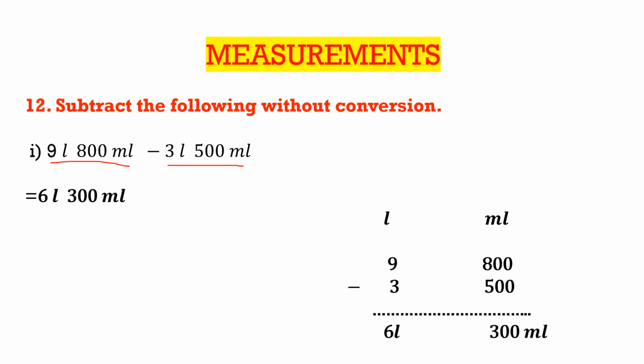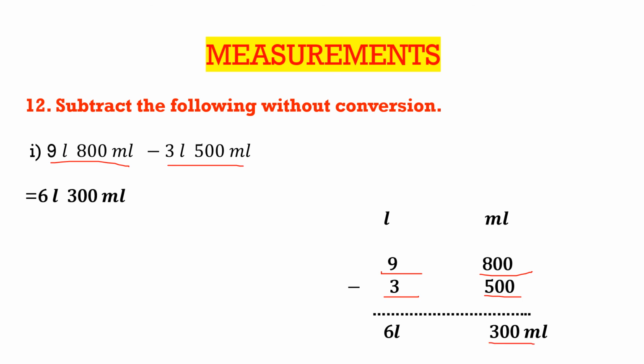First we have to write down liter and milliliter separately. Write down 9 liter and 3 liter in liter column, and 800 milliliter and 500 milliliter in milliliter column. Now we have to subtract. Go to milliliter column. 0 minus 0 is 0, 0 minus 0 is 0, and 8 minus 5 is 3. We get 300. Write down 300 ml.